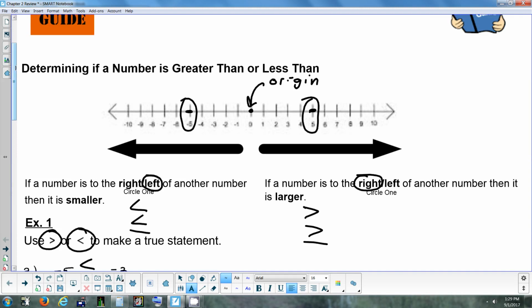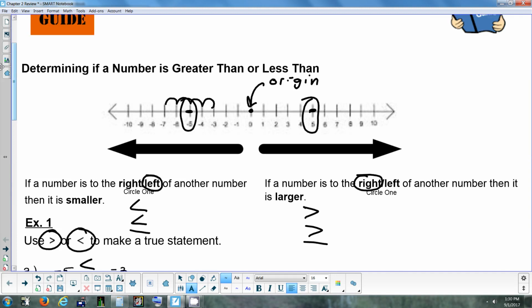I'm at -3. I got to go 4 more to the left. Right, that's what it's telling me to do. It's saying go -4. So I'm going 1, 2, 3, 4. I end up on -7.